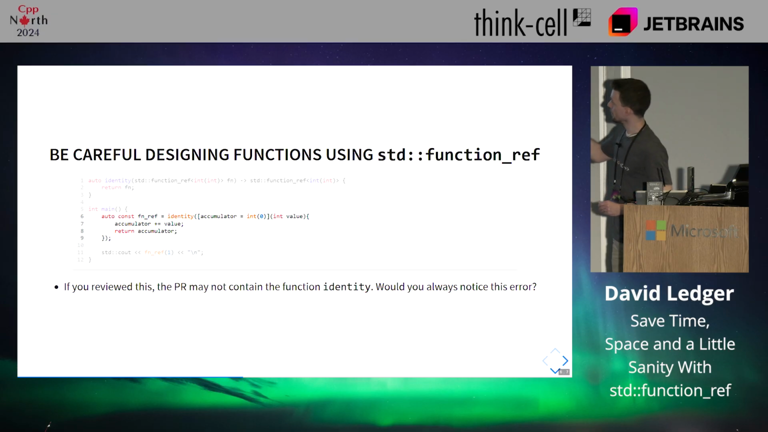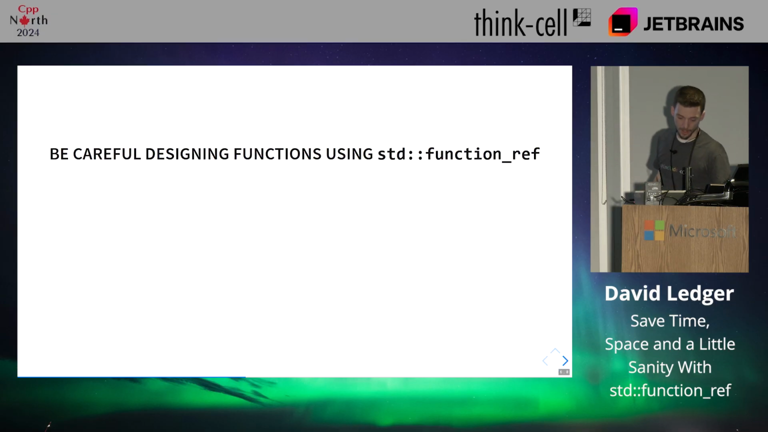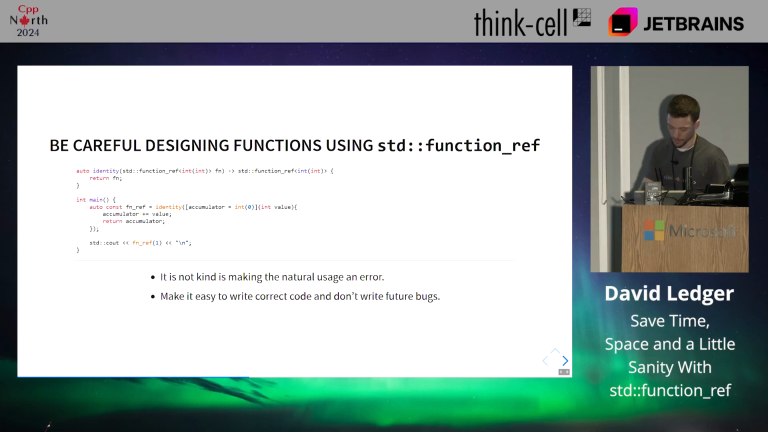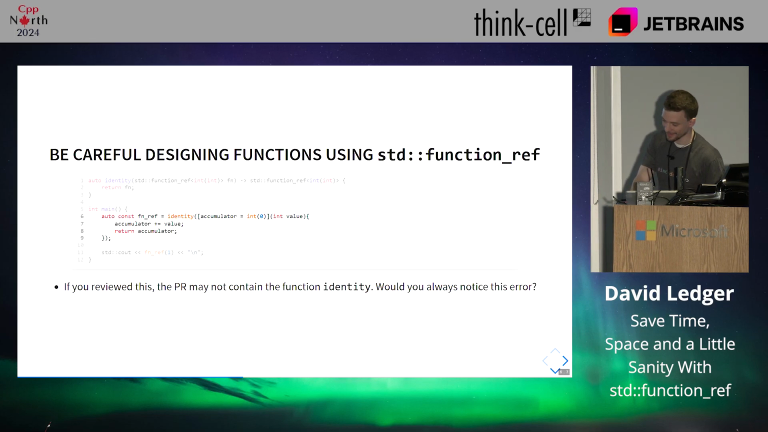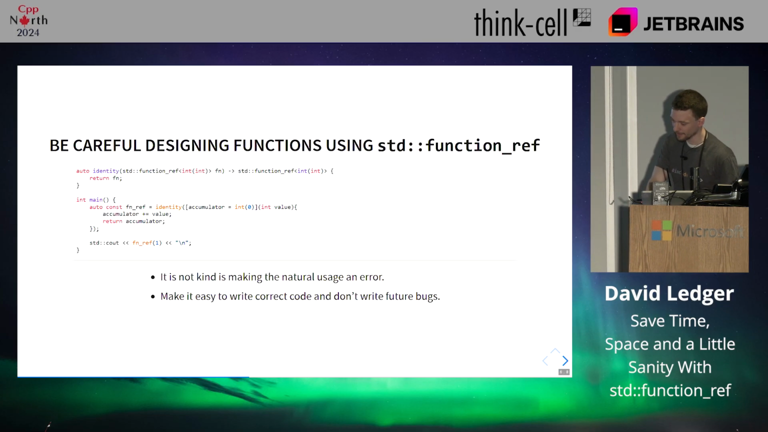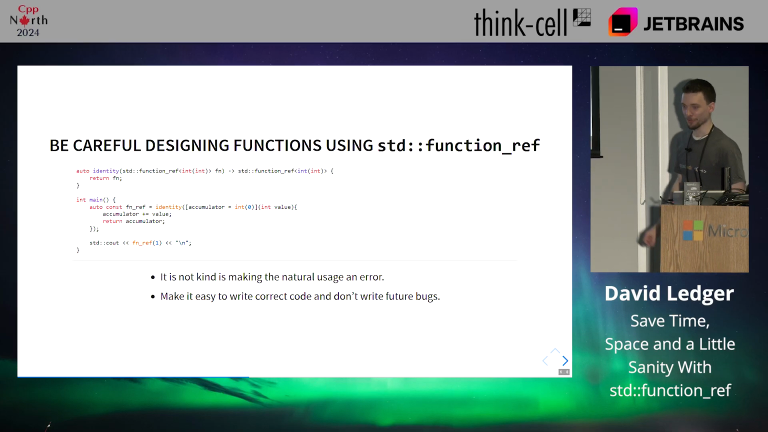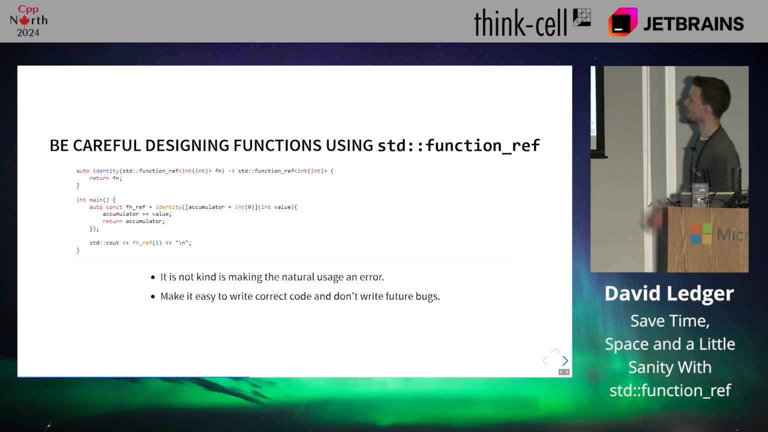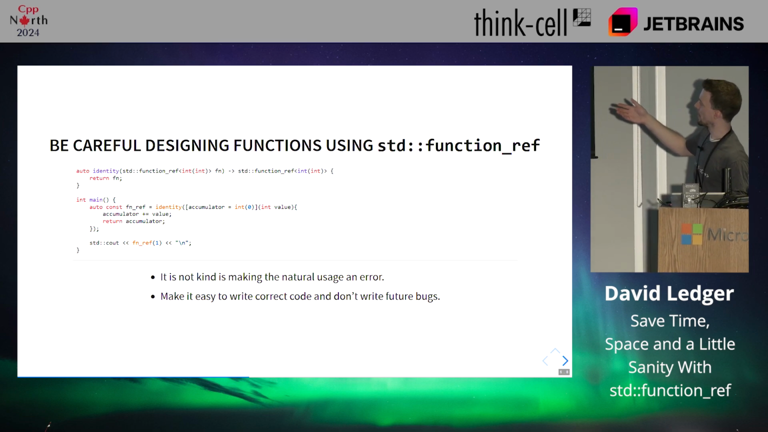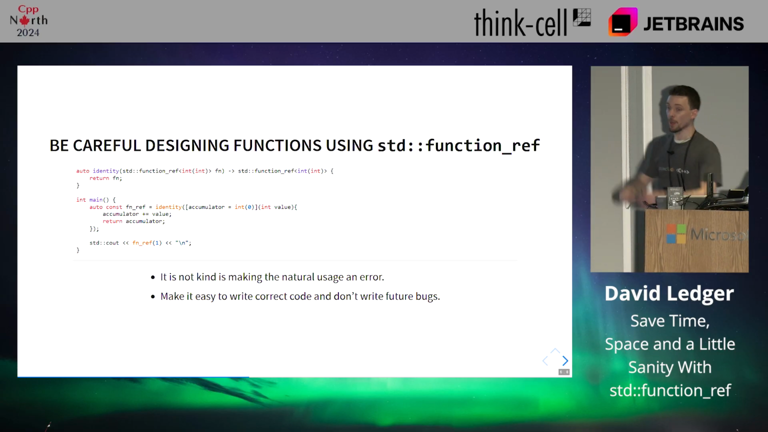And when you use standard function ref, try to use it as an L value. Try to not pass it like this, but instead, uh-oh. Yeah, I may have lost a slide. OK, so try to use it as an L value. So if we stored our lambda as a local in main and pass that local into identity, we would have no problem at all.